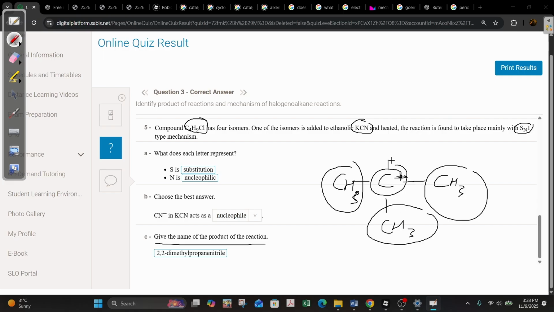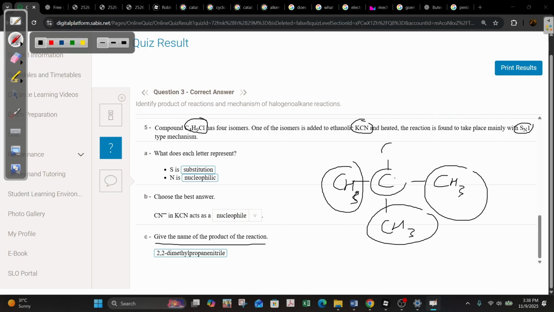So the CN will bond to this carbon here and lose its positive charge, and that's how you get it. To summarize, if it's an SN1 reaction, they want the isomer that has a tertiary positive carbocation, which will be this isomer, and then cyanide replaces Cl to give this.